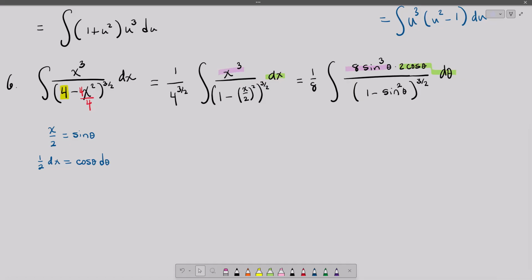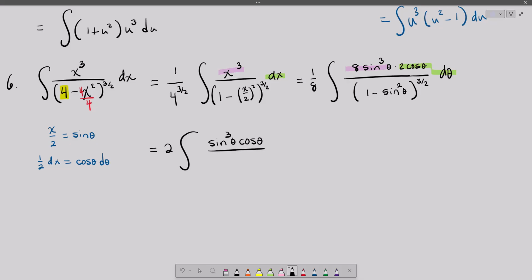So there's our main setup. Any questions on any of those stages? The stages of integration. Paralleling the stages of grief. So we will have, I see a 2 coming out in front. The 8s are canceling. So those cancel, we have the 2. And we will have sine cubed times cosine.